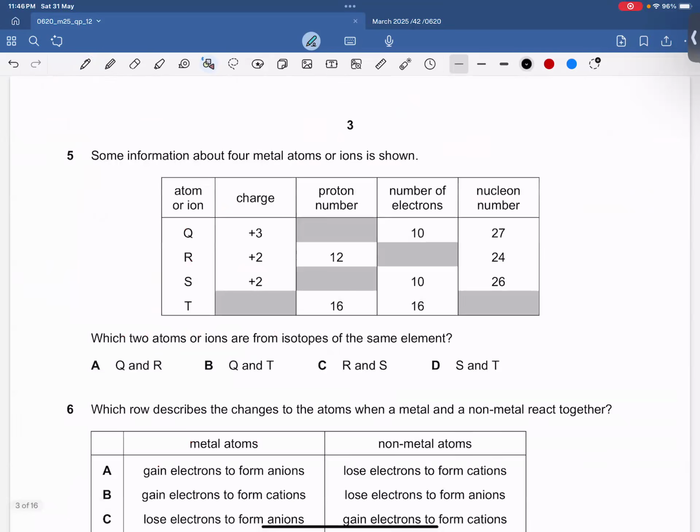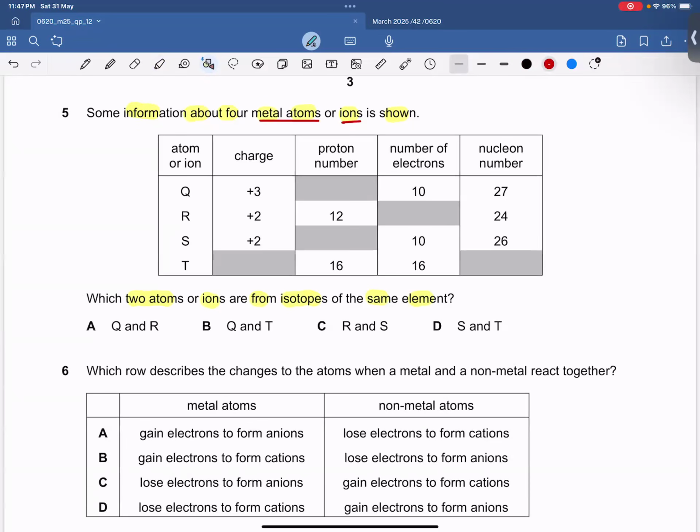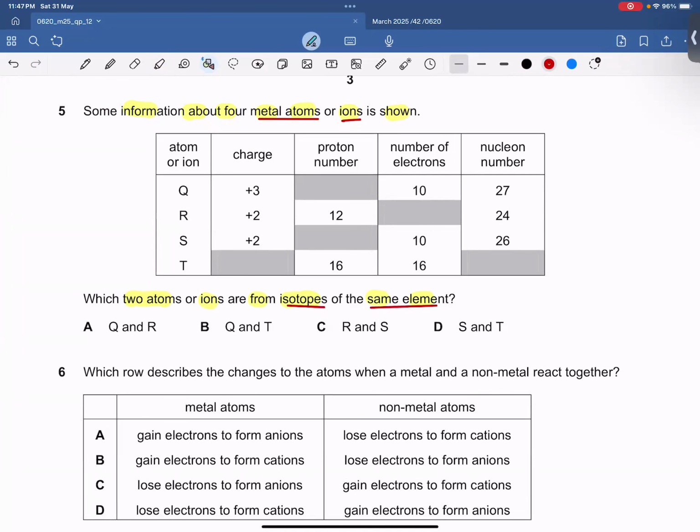Next question, question number 5. Some information about 4 metal atoms or ions is shown. Either they are metal atoms or they are ions. Which 2 atoms or ions are isotopes of the same element? Now, the definition of isotopes is basically that they have the same number of protons and electrons but a different number of neutrons. And they should be of the same element. So if they are the same element, then obviously they carry the same charge also.